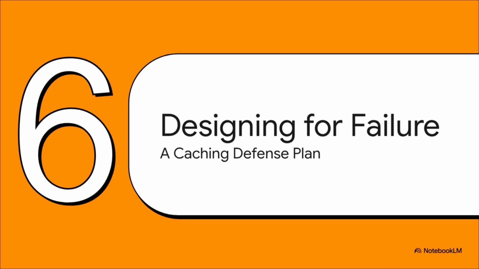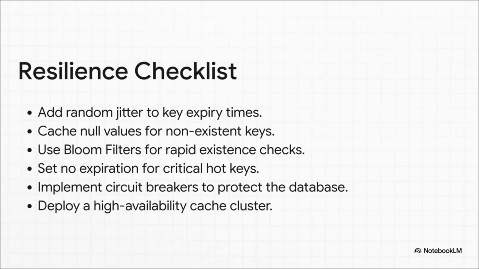So let's pull all these solutions together into a kind of defense plan. And here it is, your resilience checklist. Seriously, thinking about this stuff from the beginning will save you so much pain later. So you're going to want to add random jitter to your expiry times. You'll want to cache null values or use a Bloom filter to stop those ghost queries. For those supercritical hotkeys, just make them permanent, no expiration. And finally, build in your safety nets, implement circuit breakers, and if you can, run a high-availability cache cluster.